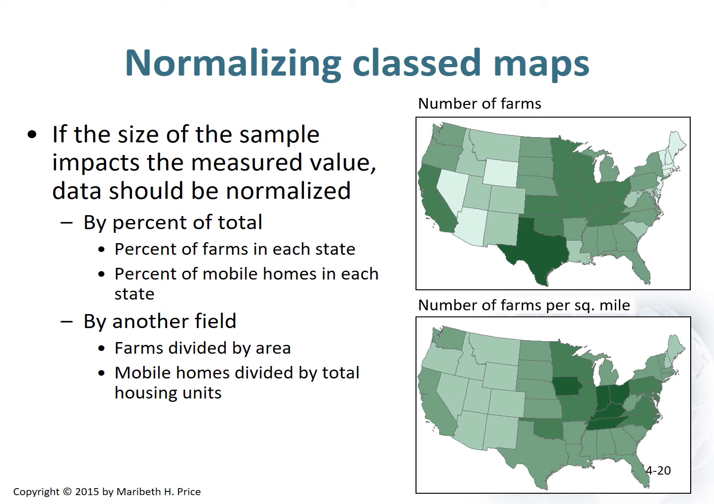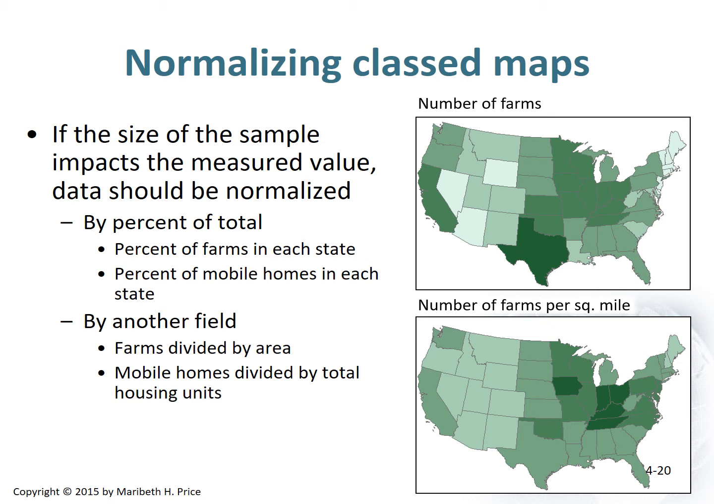Anyway, another example is if you use another field. For example, if you divide farms divided by area, mobile homes divided by housing units, they're all ways of looking at this data and normalizing it. For example, if you look at the total number of farms, Texas always looks like it has more farms than, say, for example, Ohio. But if you look at the farm acres versus the total acres, so you calculate like percent farmland in the states, then it becomes a very different animal.